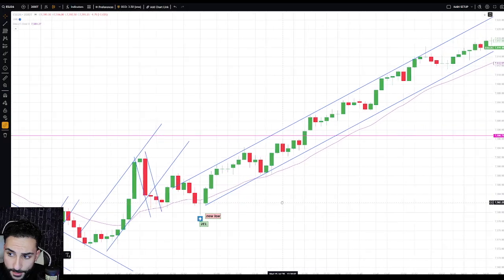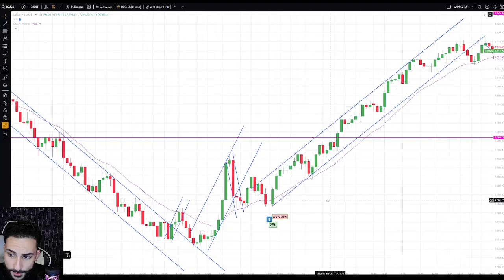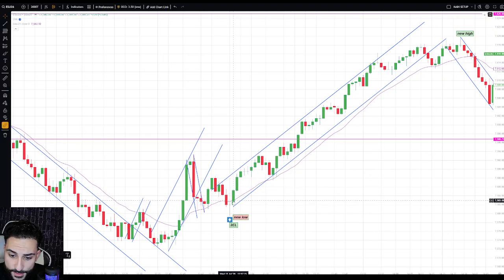Now we ended up pushing higher, right? We anticipated a reversal, and if you miss this trade, this is an area where you can look and capitalize on a long opportunity.